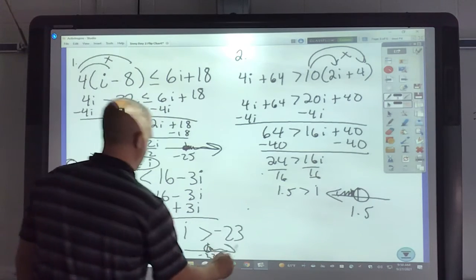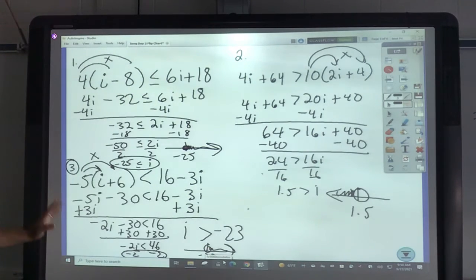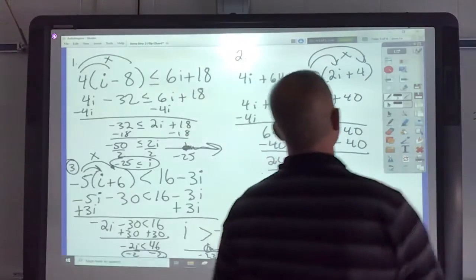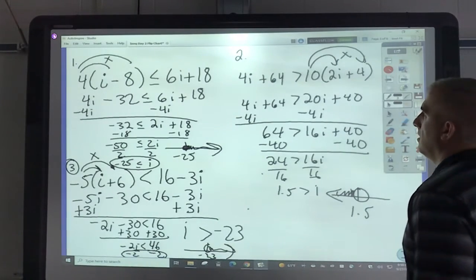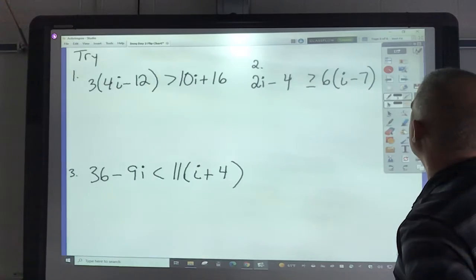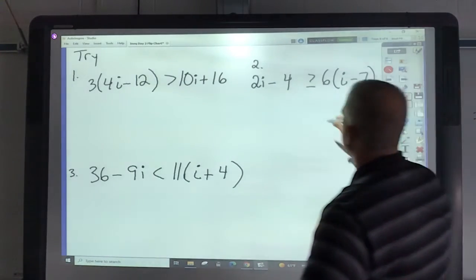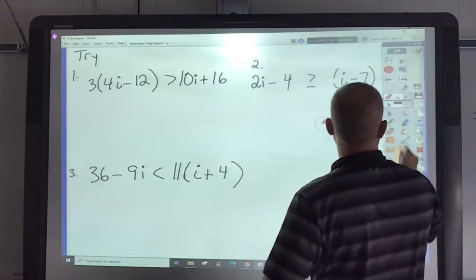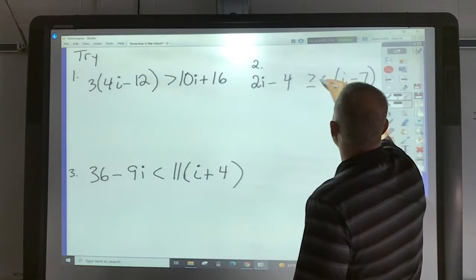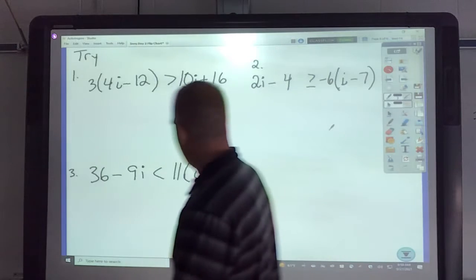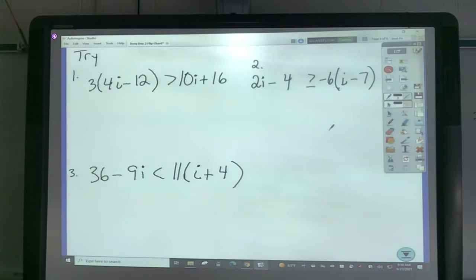Open circle, shaded that way. Be very careful if you divide by a negative. Now, if you would have added, you ended up fine with the same inequality. So, hold on one second. Let's change that to a negative 6. Okay, so go ahead and pause your video and work on these 3 questions.